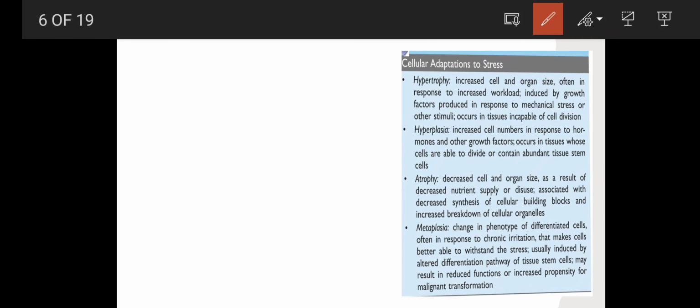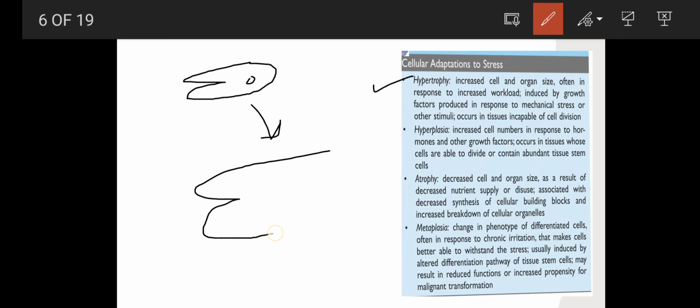The first adaptation is hypertrophy. In hypertrophy, the cell size is increased. For example, this is a normal myocyte. Now what will happen to this myocyte? It will increase in size. So this is the hypertrophied myocyte. This is hypertrophy.